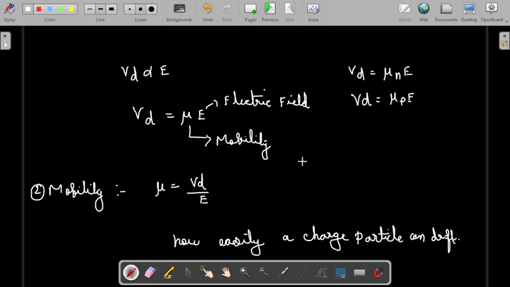Next class we will cover diffusion current, collision time and relaxation time. These are some other parameters. We will cover them in the next lecture, and then we will start on the conductivity and resistivity parameters of semiconductors.